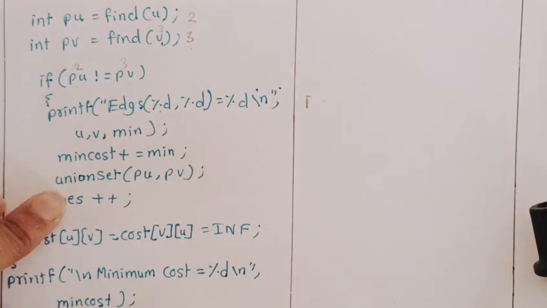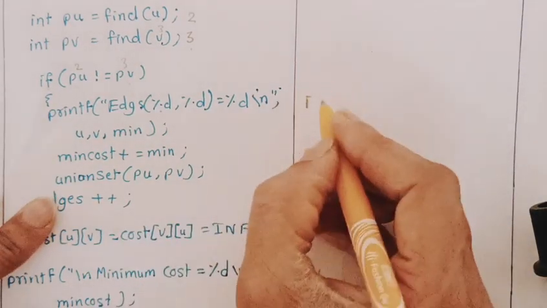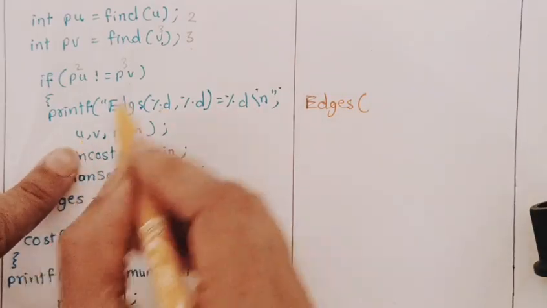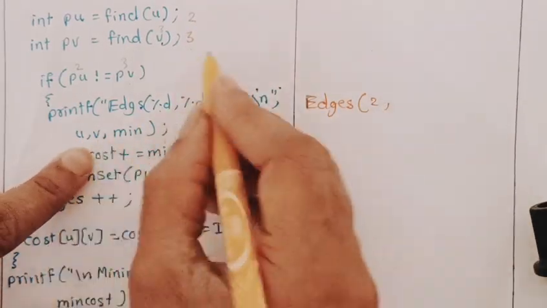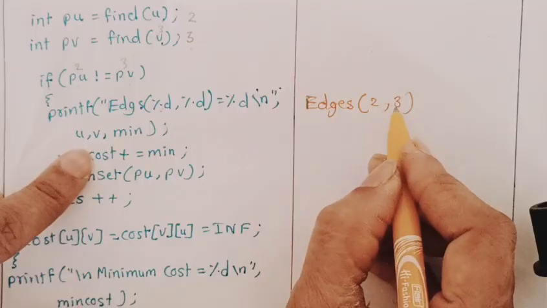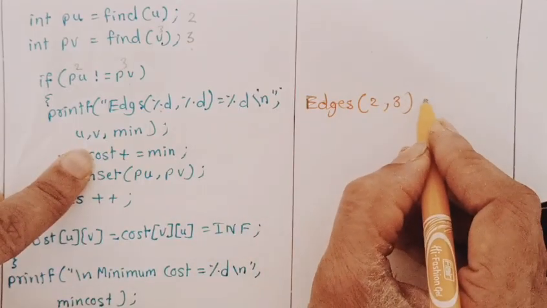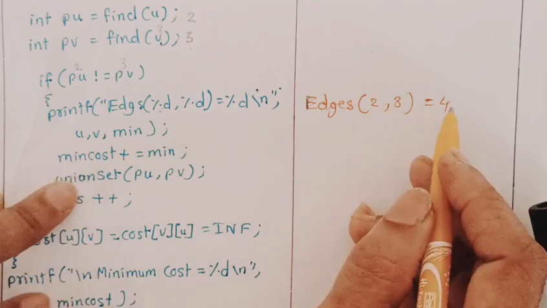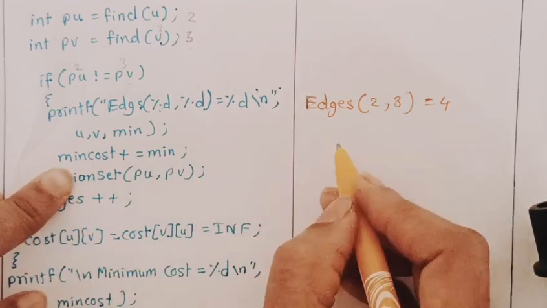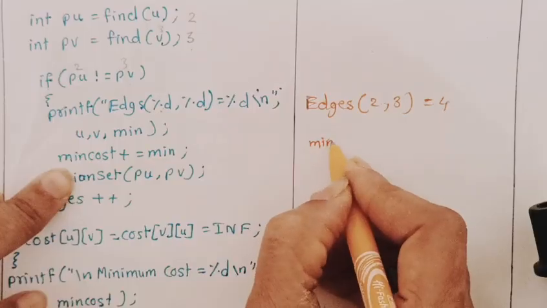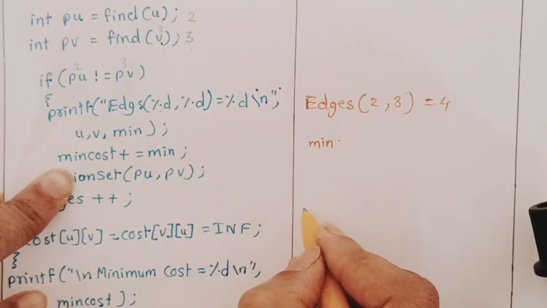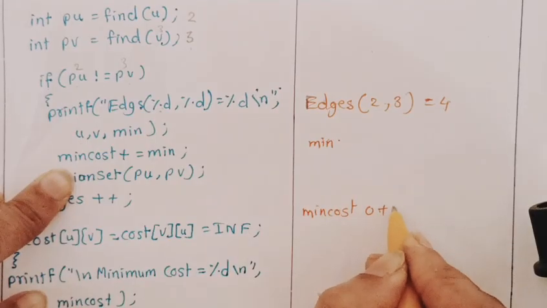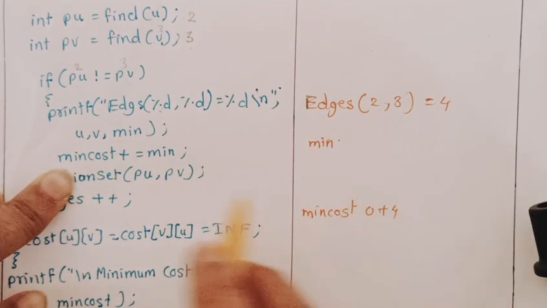So edge is, in brackets, percentage d, where U value is 2 and V value is 3. So the edge is 2 to 3. Minimum cost is 4, so the cost of 2 to 3 is 4, which we have to print. Then minimum cost plus equal to min. First time minimum cost is 0, so 0 plus 4 you have to do. So 0 plus 4, 4 will come.